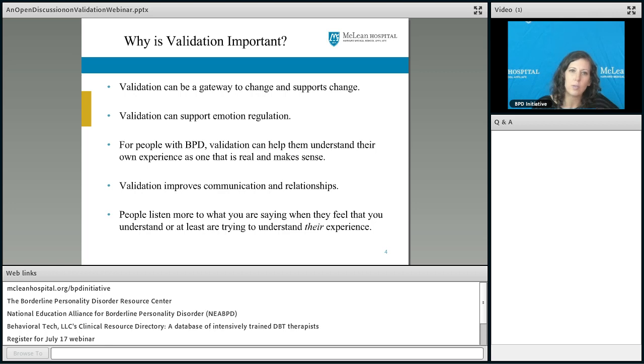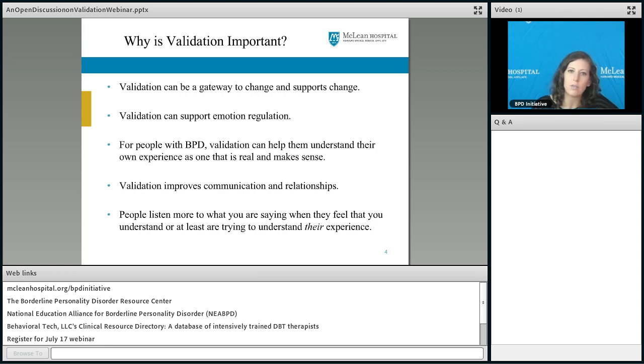Again, when people feel like their position and feelings are understood, even if they're not agreed with, they are more apt to listen, they are more apt to think about other options and entertain change. We know that validation can support emotion regulation, right? So when all of us feel more understood, we tend to be more regulated.